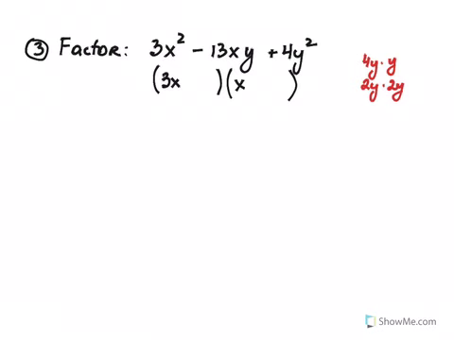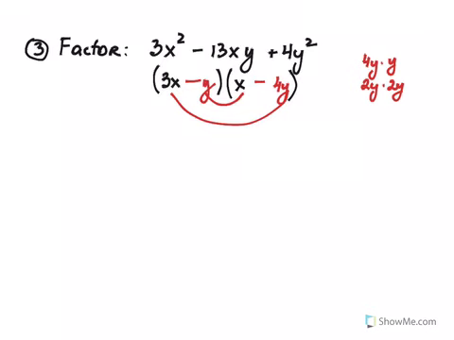Now you have to consider what your middle term looks like. Because I want -13xy to result from this combination right here, I notice that placing 4y in the last position, and placing y in this first position, may produce the middle term I want, as long as both products are negatives.